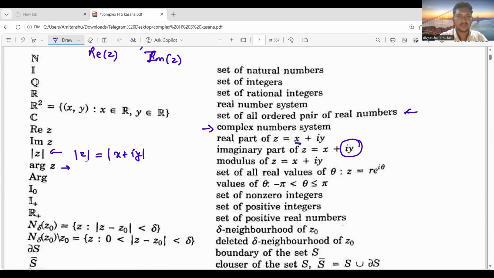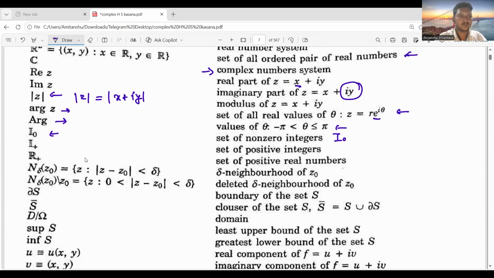Now the argument, which is the representation of the radian value theta. Then z is equal to r e to the power i theta. It is the polar form, the Euler form. Next is the principal argument, which is the value of theta such that minus pi is less than theta, less than or equal to pi. Next is the set of non-zero integers, represented like this. I plus is the set of positive integers, and R plus is the set of positive real numbers.